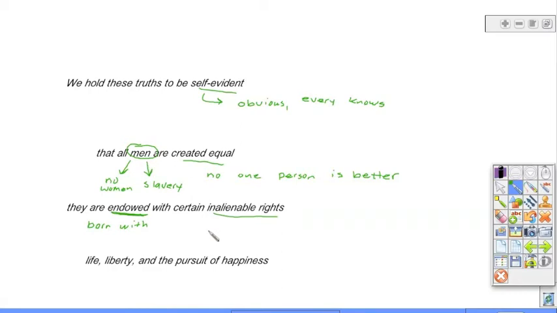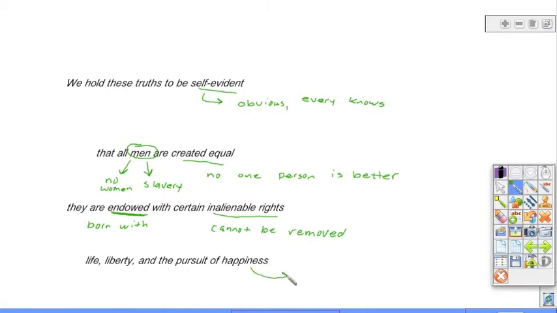Inalienable means that they cannot be removed. You can't take those rights away. No one can deny them to you. They're just inherent in being a human. They're just something you are endowed with, you are born with. And these rights are life, liberty, and the pursuit of happiness. To live your life, to make your own choices, and to do the things that make you happy.